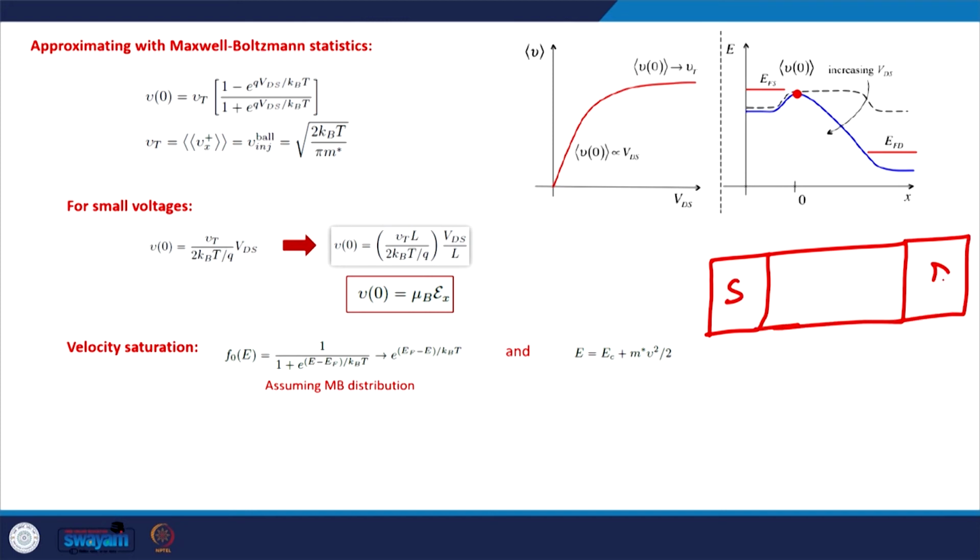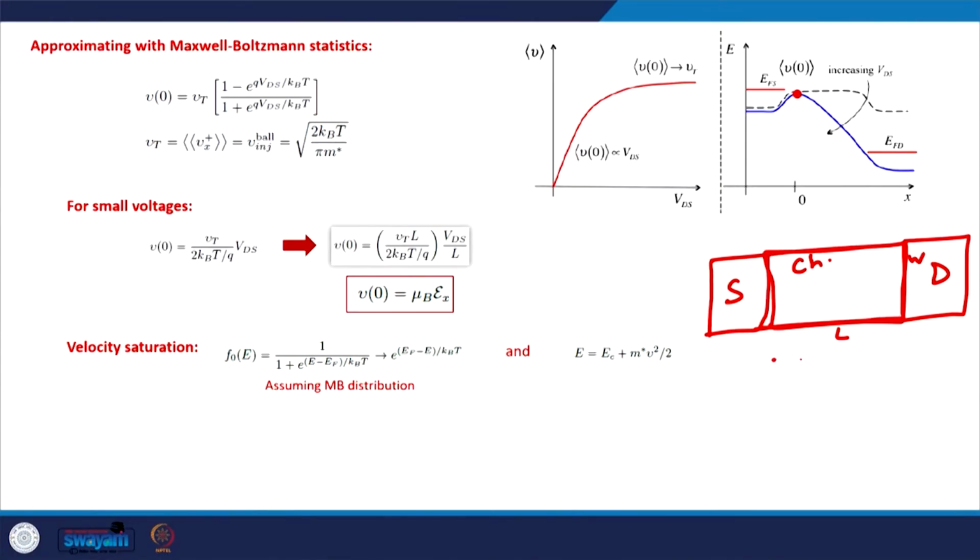So our analysis is for a device something like this, in which there is a source, there is a drain, and the channel is a 2D channel. Even in an actual MOSFET, the channel is a quasi 2D entity. So this is the length, this is the width, this is, let's say, the x direction, and this is, let's say, the y direction.